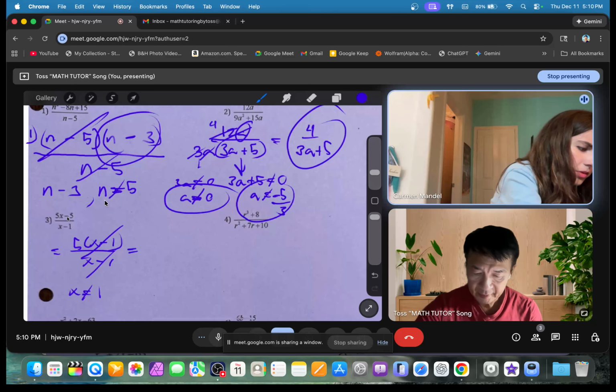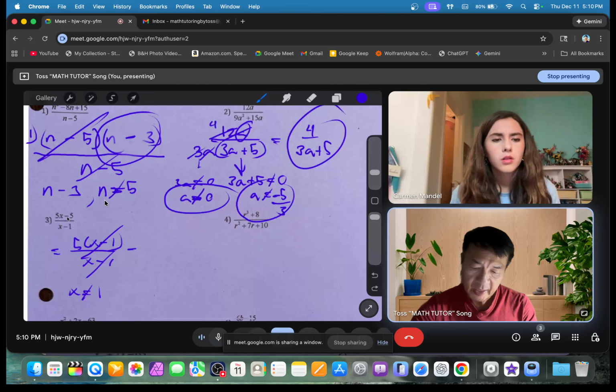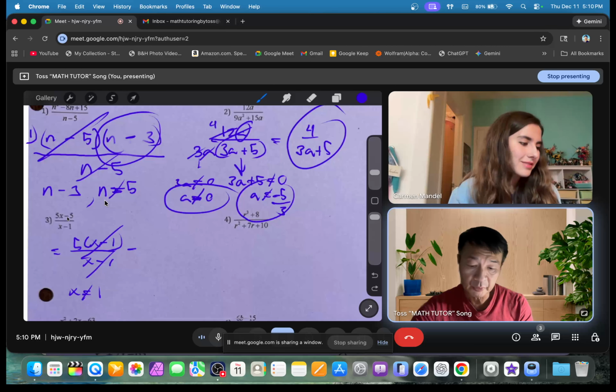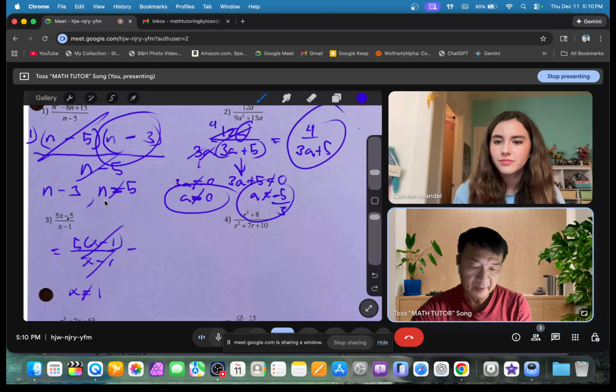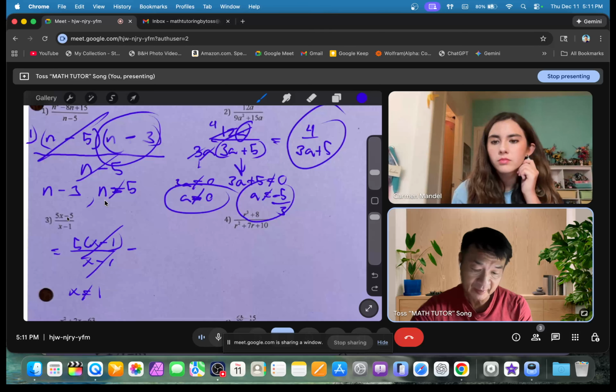Wait, why can't it be 1? Because the restriction is that you cannot have the denominator be zero. Right, the denominator. Okay. Yeah, if you use 1, it'll be undefined. It's an asymptote. Oh, yeah. I'm sorry, this is a hole again. You see, this is okay.